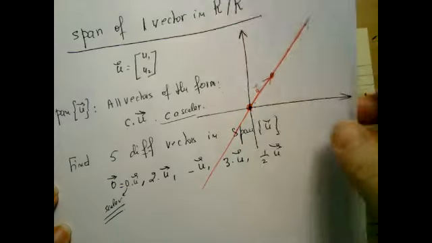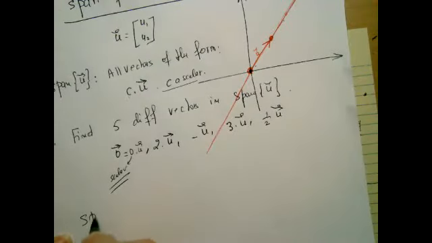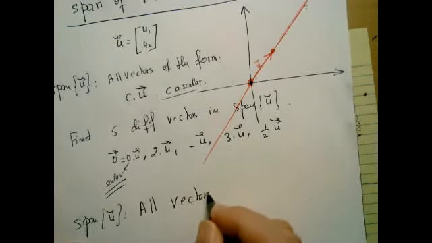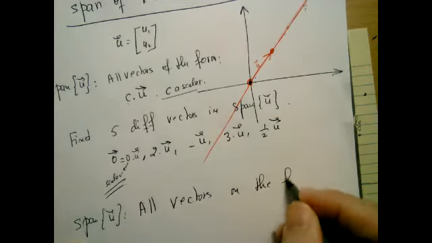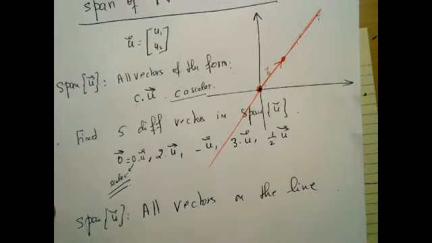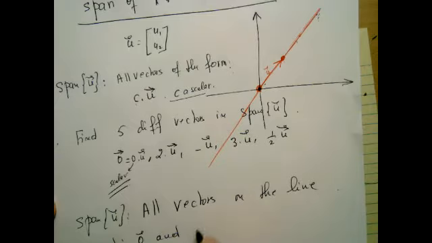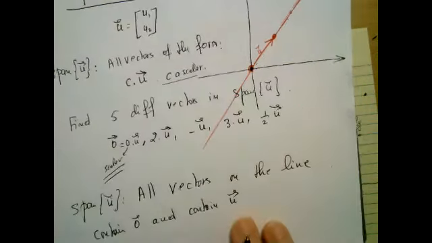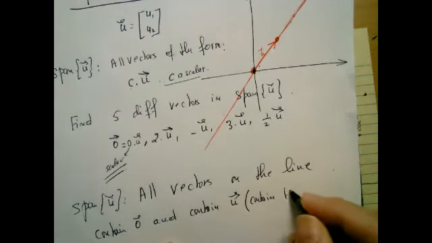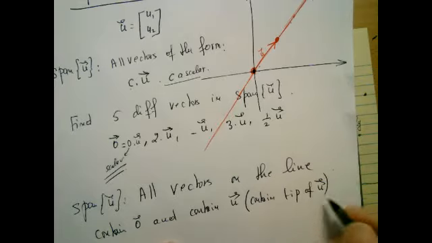So the span of U, of one vector, is nothing more than all the vectors on the line. Which line? How are we going to describe the line? On the line which contains the origin and contains U. Now, that's confusing. What do I mean it contains U? It means contains basically the tip of the vector U. That's really what they mean by contain.